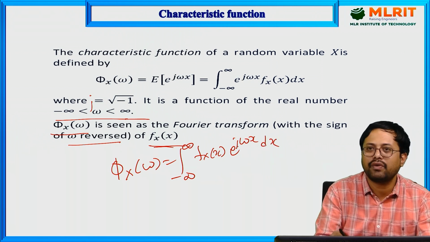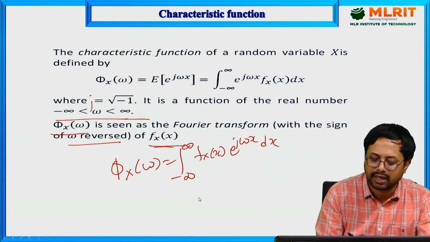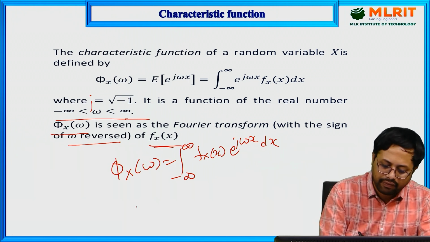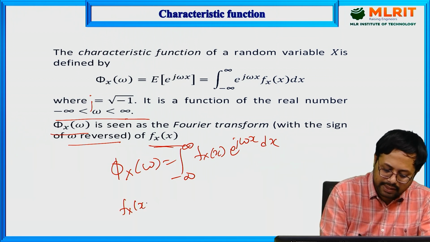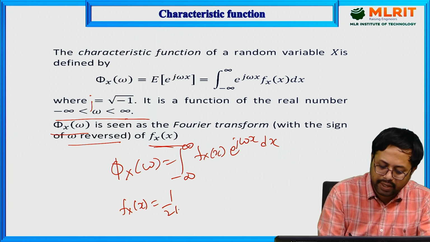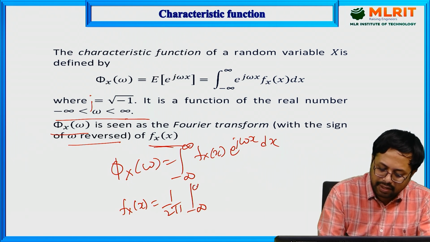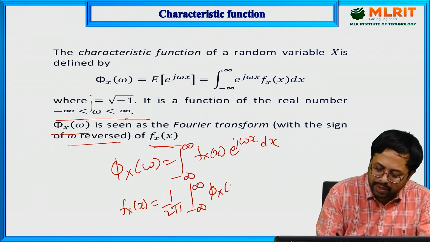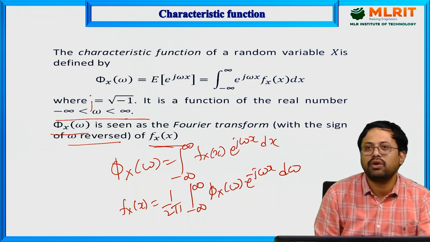Okay, generally you have a minus sign in the exponential term for the forward Fourier transform. Here you have the reverse sign: phi x of x is equal to 1 by 2 pi, integral from minus infinity to infinity of phi x of omega, e power minus j omega x, d omega. These two are very important.